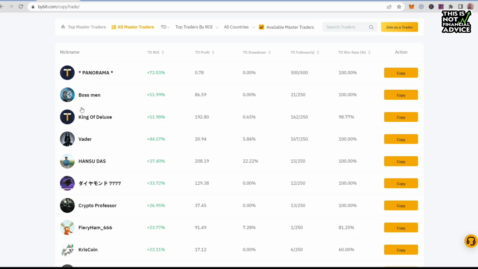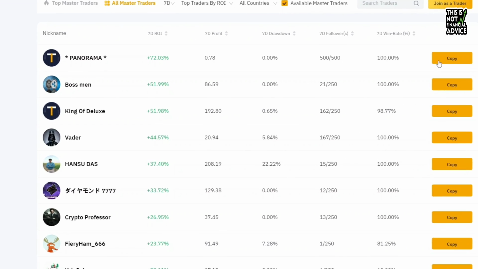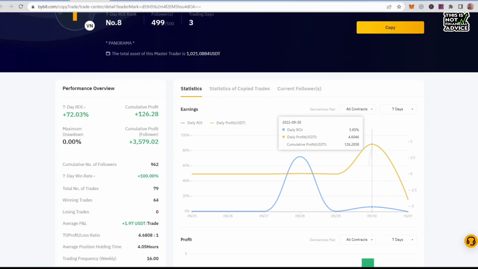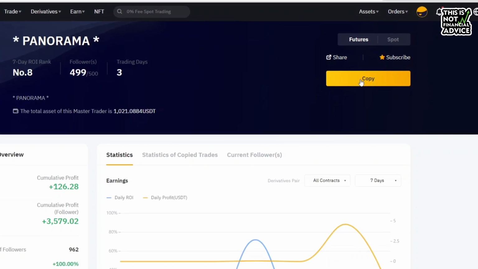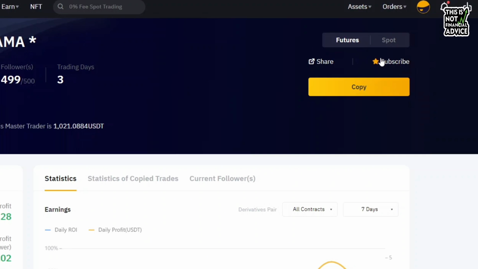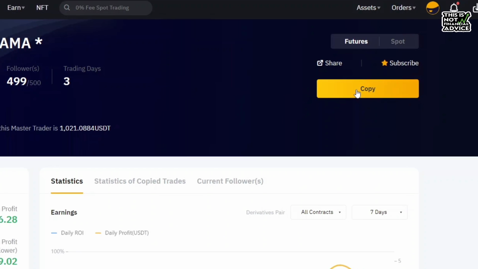Now after you have seen a good master trader, you just have to click on this icon that says copy, or you go through the person's profile directly. Then from the profile you're able to see all the information I talked about, and you can see this icon that says copy. And you can also subscribe to this master trader so that you always get notification anytime it makes a trade. And with that, you just have to click on this copy icon, then wait for it to load up.